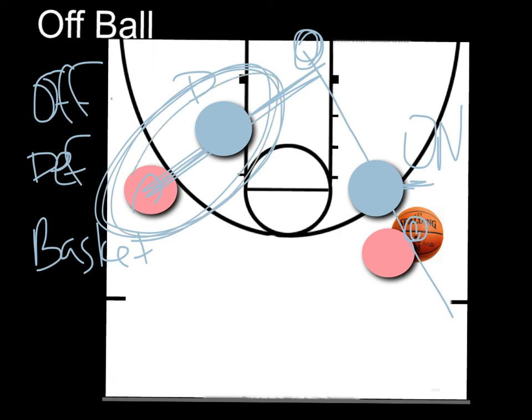The defensive player, if they don't get in the middle, the offensive player can run around one way or the other and get to the basket, which could make for an easy pass.